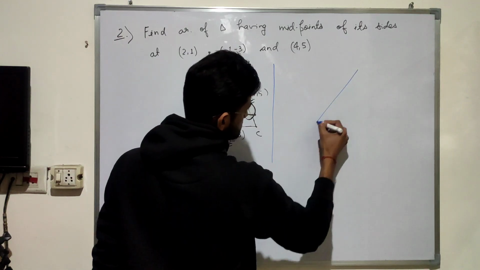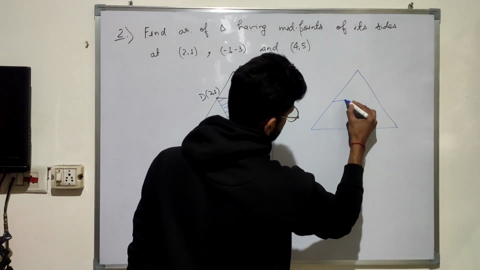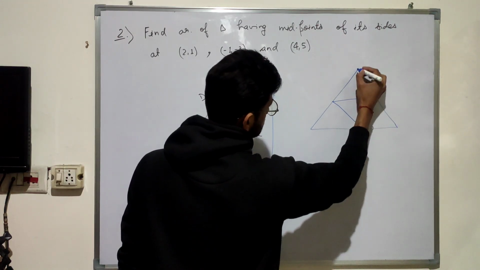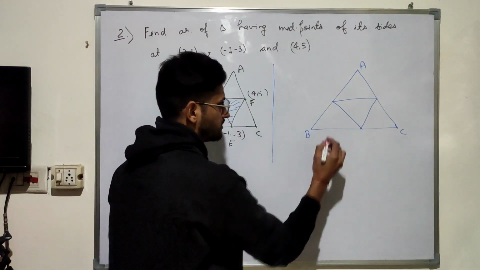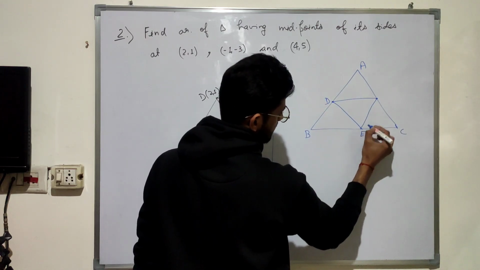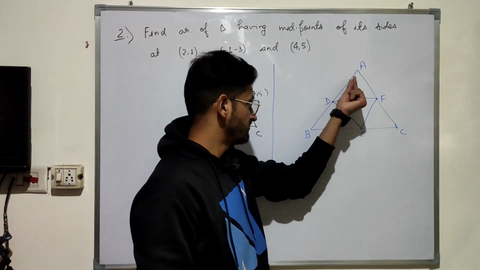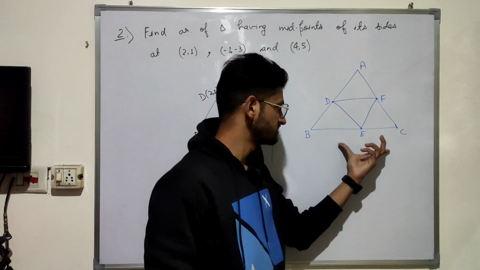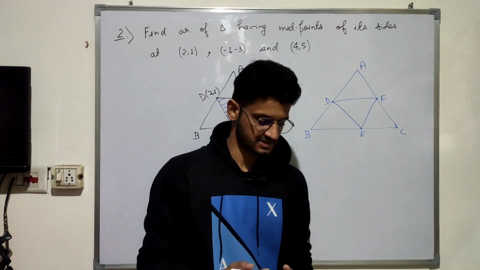So let's say we have triangle ABC and we have been given the midpoints. So we have A, B and C, and D, E and F are the midpoints. By the midpoint theorem, we have already studied that if we have midpoints on two sides, then DF is going to be half of the side BC, as well as DF is going to be parallel to side BC. This we have already discussed.